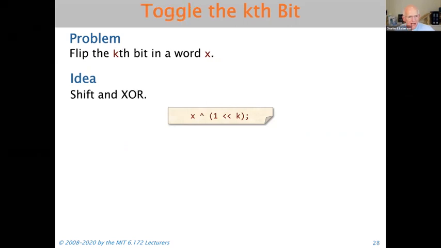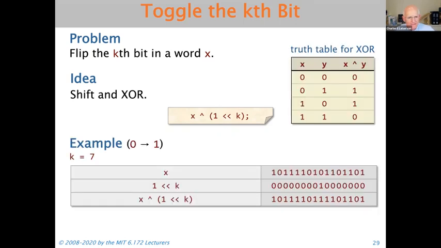Okay, what about toggling the kth bit? Flip the kth bit in a word, changing it to 0 if it's 1 and 1 if it's 0. Once again, very similar. This time we shift and XOR. Now it turns out, and this is one of the reasons I love this stuff, XOR is one of my favorite operators, and we're going to see more examples of its use. XOR is magic.